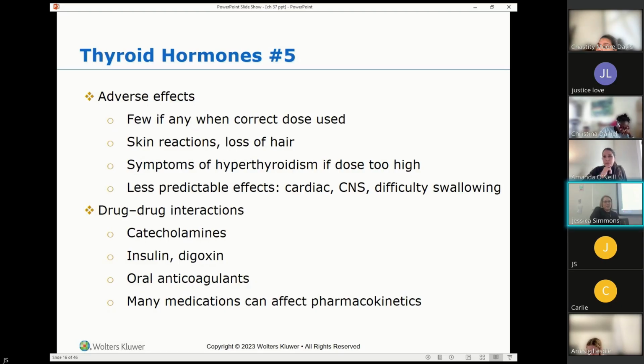Adverse effects, there are few, if any, when the correct dose is used. You could have skin reactions, loss of hair, which I just talked about on page 627. Symptoms of hyperthyroidism if the dose is too high, which we just talked about. And less predictable effects, which include cardiac, CNS, and difficulty swallowing, which they call esophageal atresia. Also, insulin and anticoagulants, we literally just talked about on page 627.